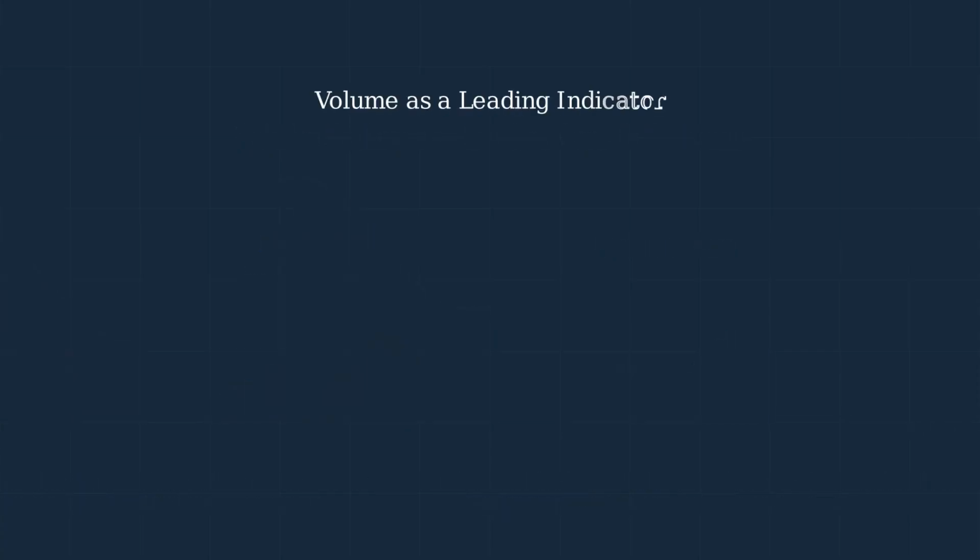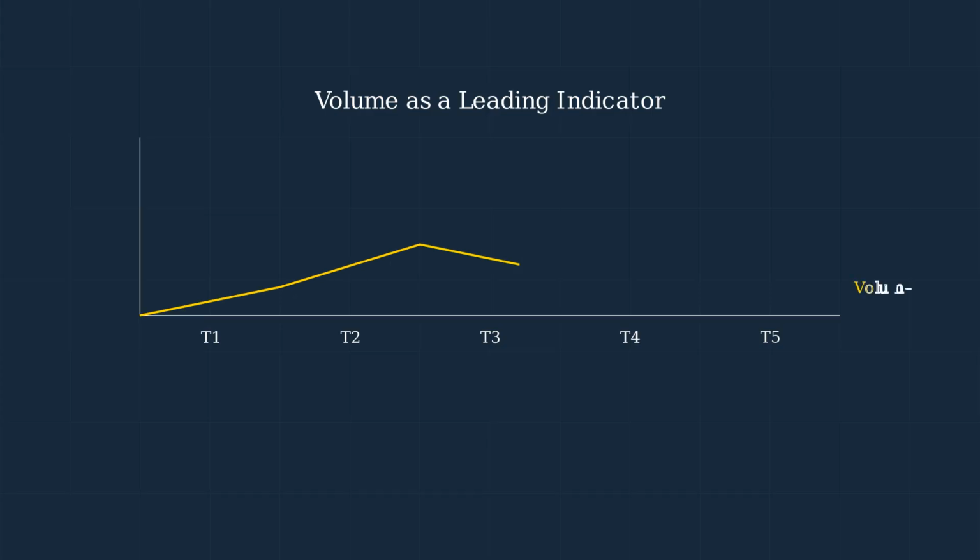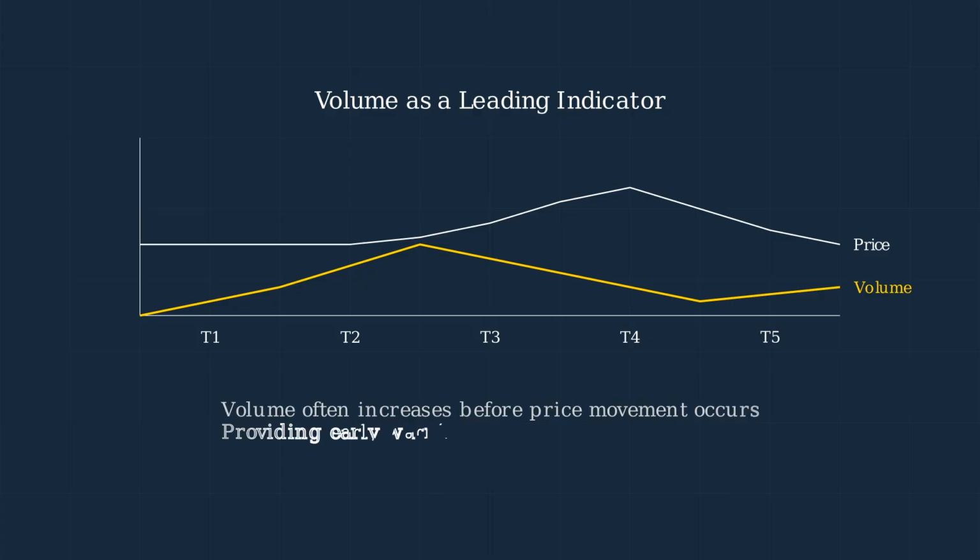Volume often acts as a leading indicator, changing before price does. This can provide early warning signals of potential trend changes. Notice how volume increases before the price movement occurs and decreases before price begins to fall. This pattern often provides early warning of trend reversals.